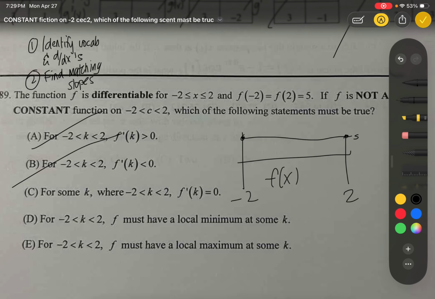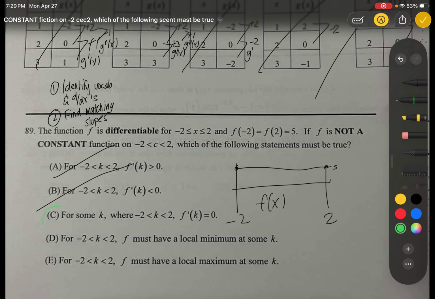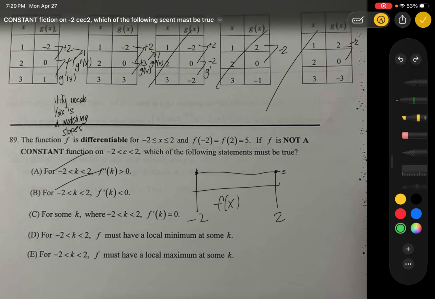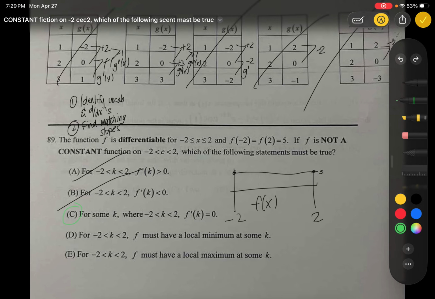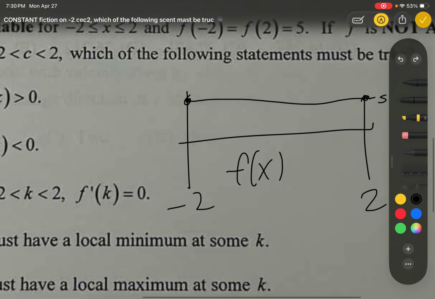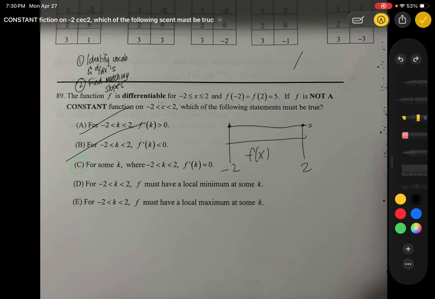So no. For some k, where negative 2 is less than k is less than 2, f prime of k is equal to 0. This is true because if you use this value and this value, and you use y2 minus y1 over x2 minus x1, the slope is going to be 0. So from negative 2 to 2, f must have a local minimum or a local max. Once again, we don't have enough info to determine that. So C is our best answer.